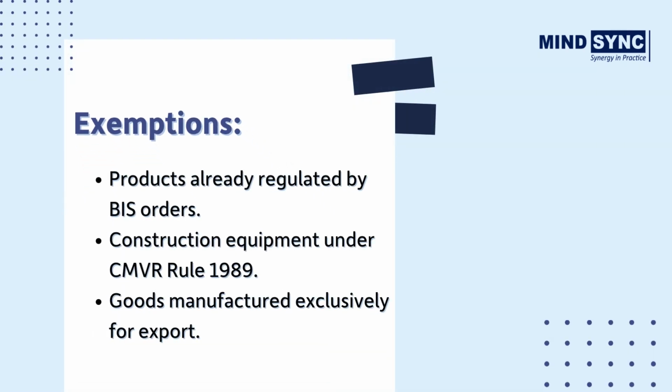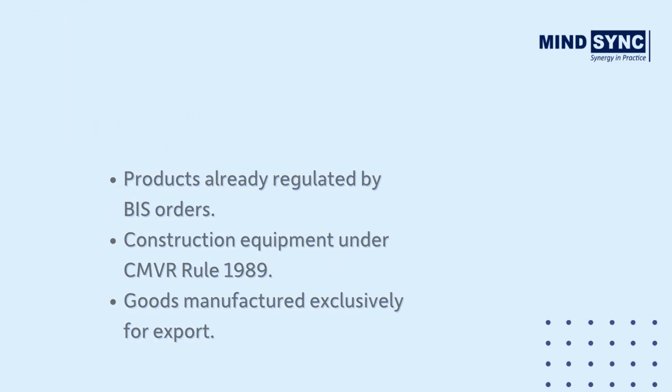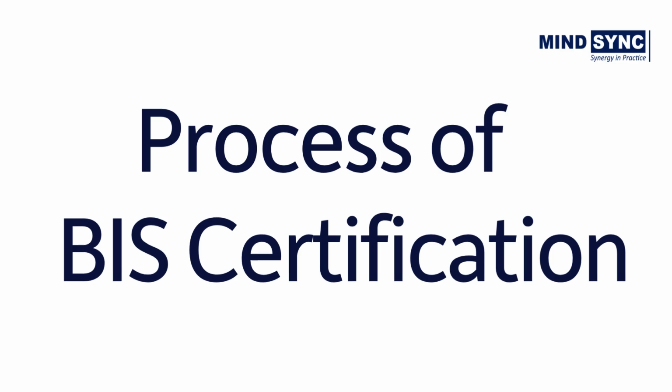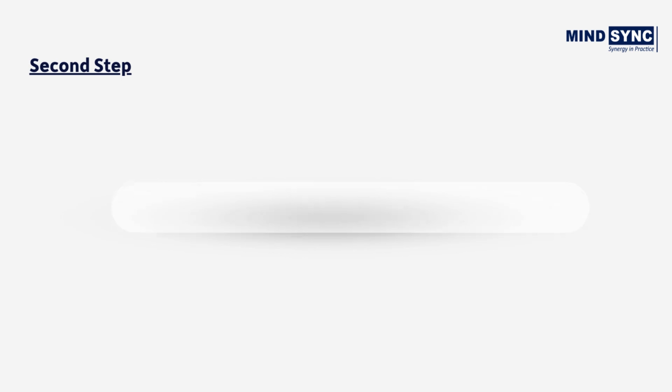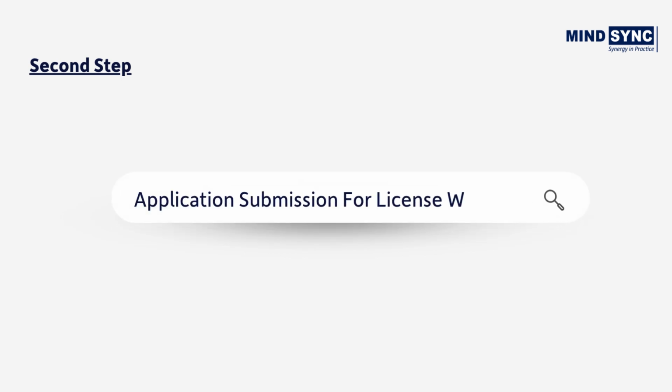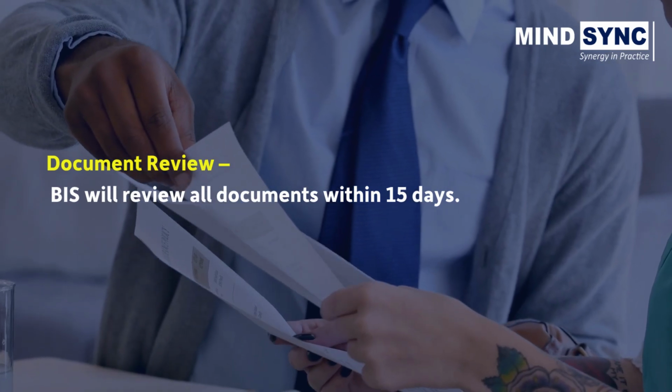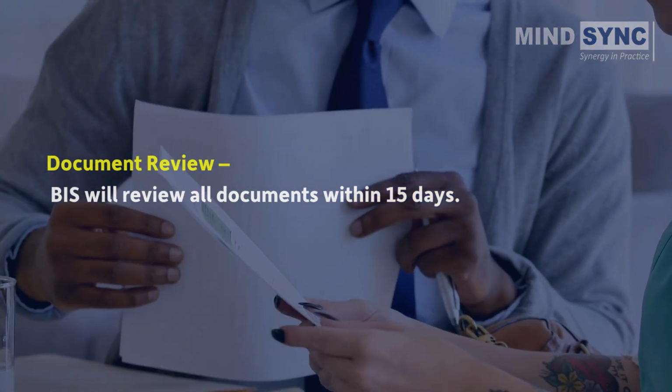Exemptions: products already regulated by BIS orders, or construction equipment which are already under CMVR Rule 1989, or goods manufactured exclusively for export. Let's go through the process of obtaining a BIS license under this order. Registration with BIS. Every manufacturer must first register with BIS. After successful registration, next is license application submission. Then next will be document review. BIS will review all documents within 15 days.